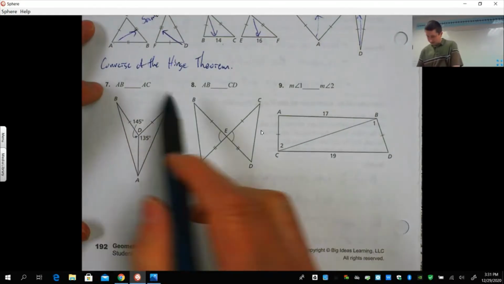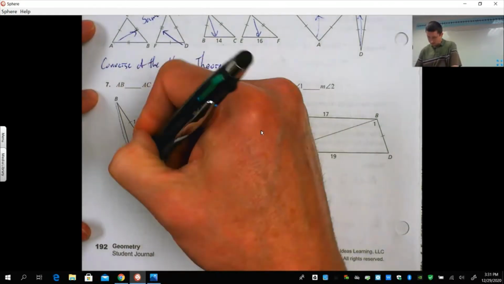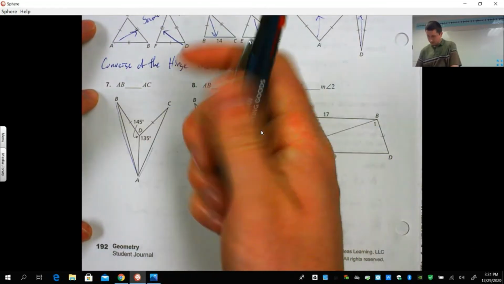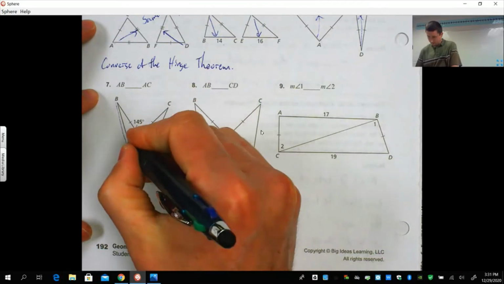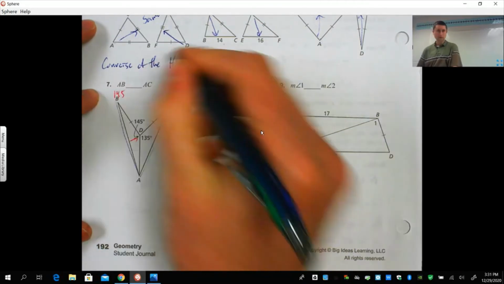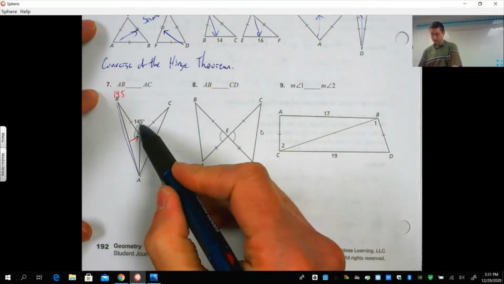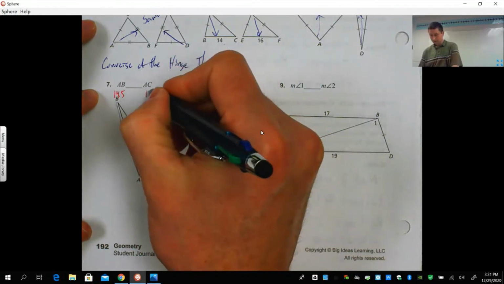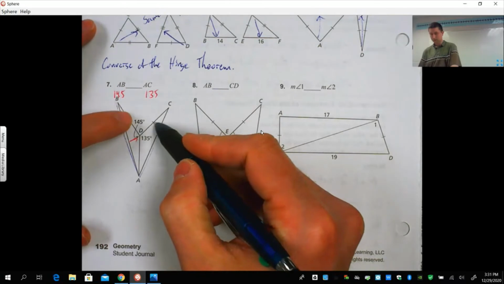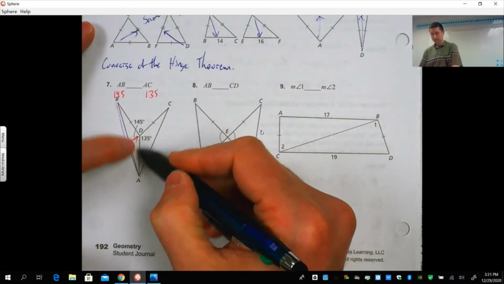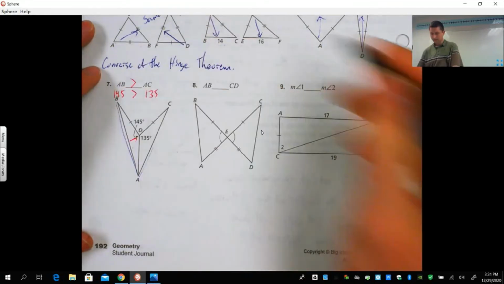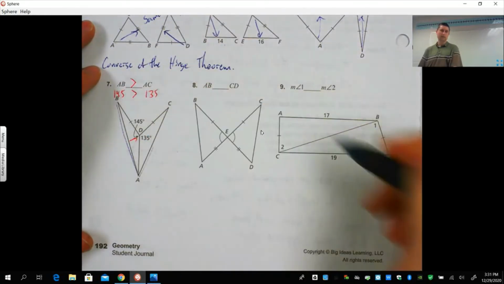Number 7, AB and AC. So here's AB. AC is over here. So AB matches up with a 145-degree angle. So when I go across it, 145 is that angle right there. 135 is opposite AC. We do have two sets congruent. That's the included angle. They share DA. 145 is greater than 135, so AB has to be longer than AC.